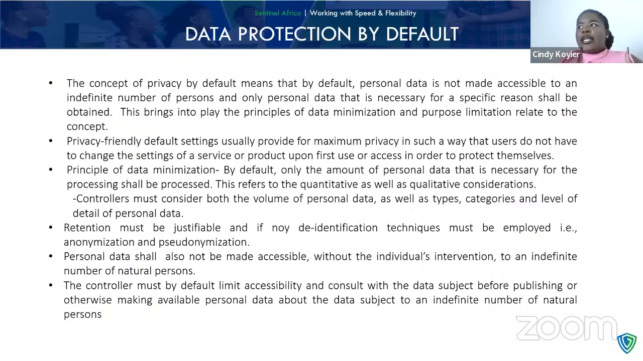So when we decide to go against the grain and retain this data for longer than is expected, it must be justifiable.